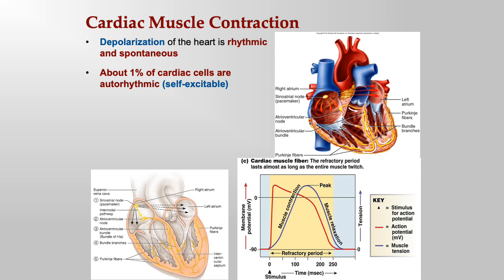So what does this mean? Most of the cells in your heart are myocardium. They're heart muscle cells. But the heart has its own little electrical system. Those are the autorhythmic cells. They are self-excitable, meaning that they don't need to be stimulated by a nerve.